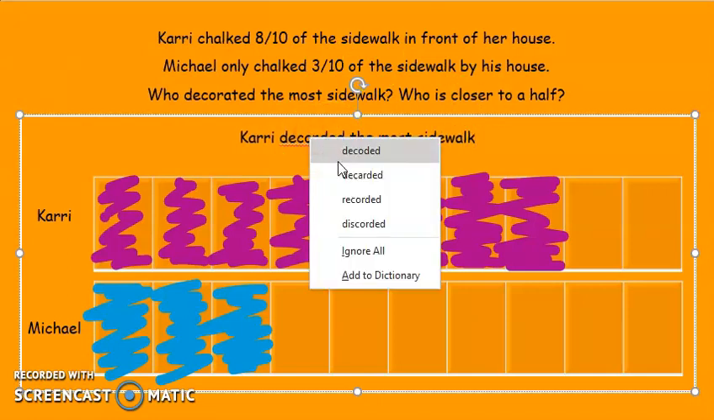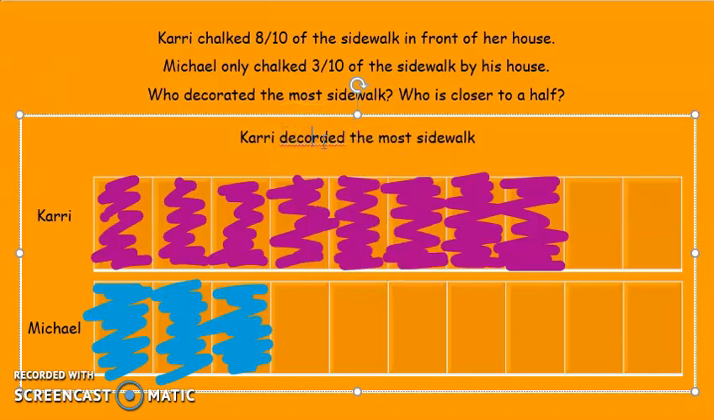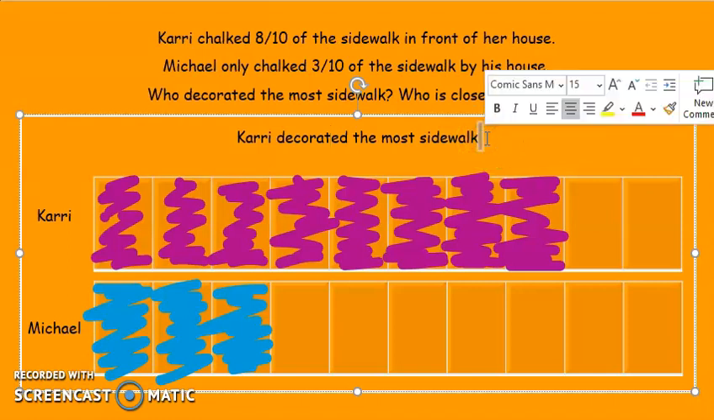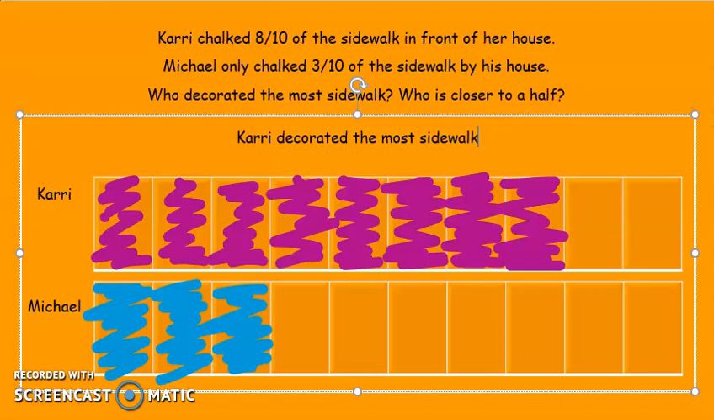Oop, looks like I spelled it wrong. Oh, and that's the weirdest, when it doesn't give it to you. Sorry about that, guys. Kari decorated, I think that's how we spell it, the most sidewalk. And you can see that from the model below. I'm not going to explain. But our next question was, who is closer to the half? Now, I think we might say Kari because she's over a half. But who's closer to that half?